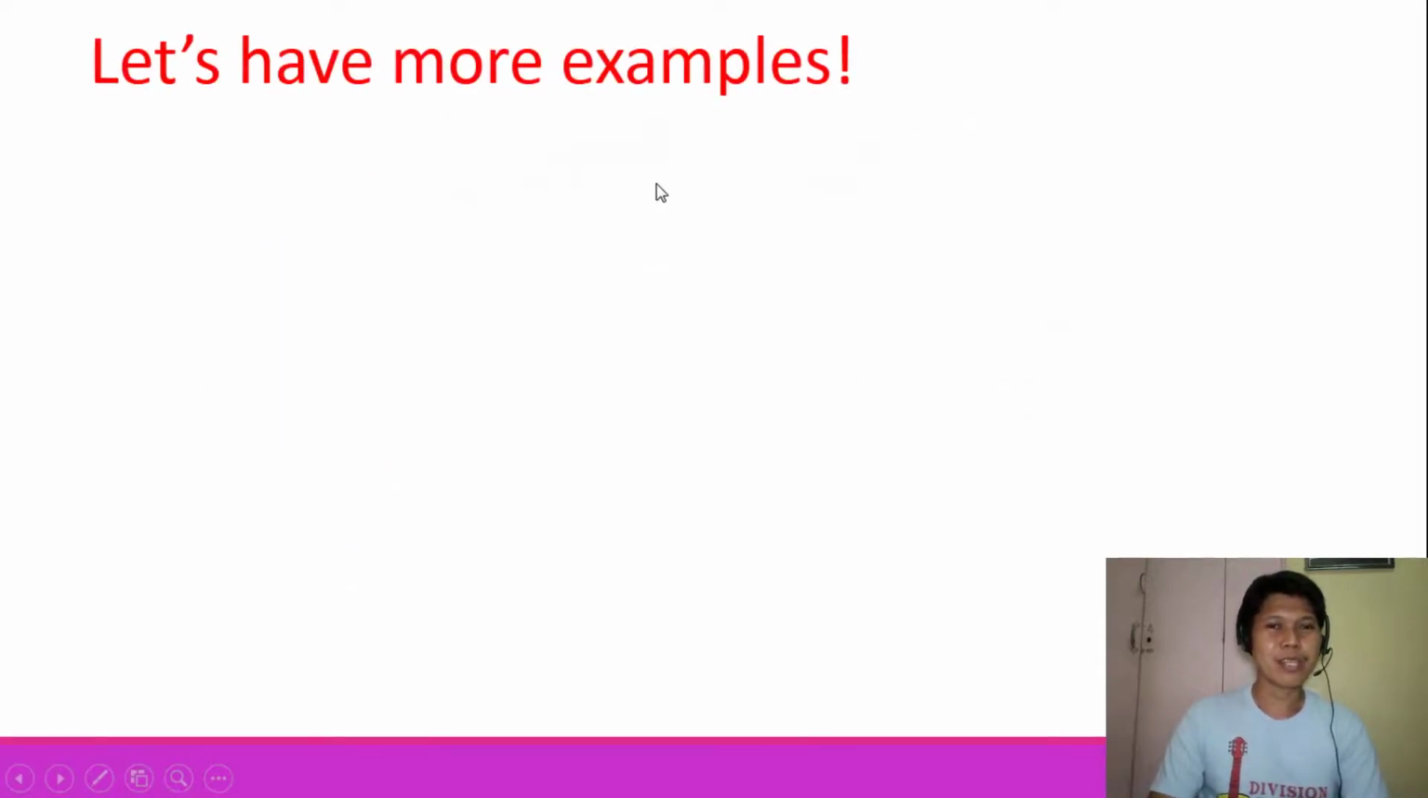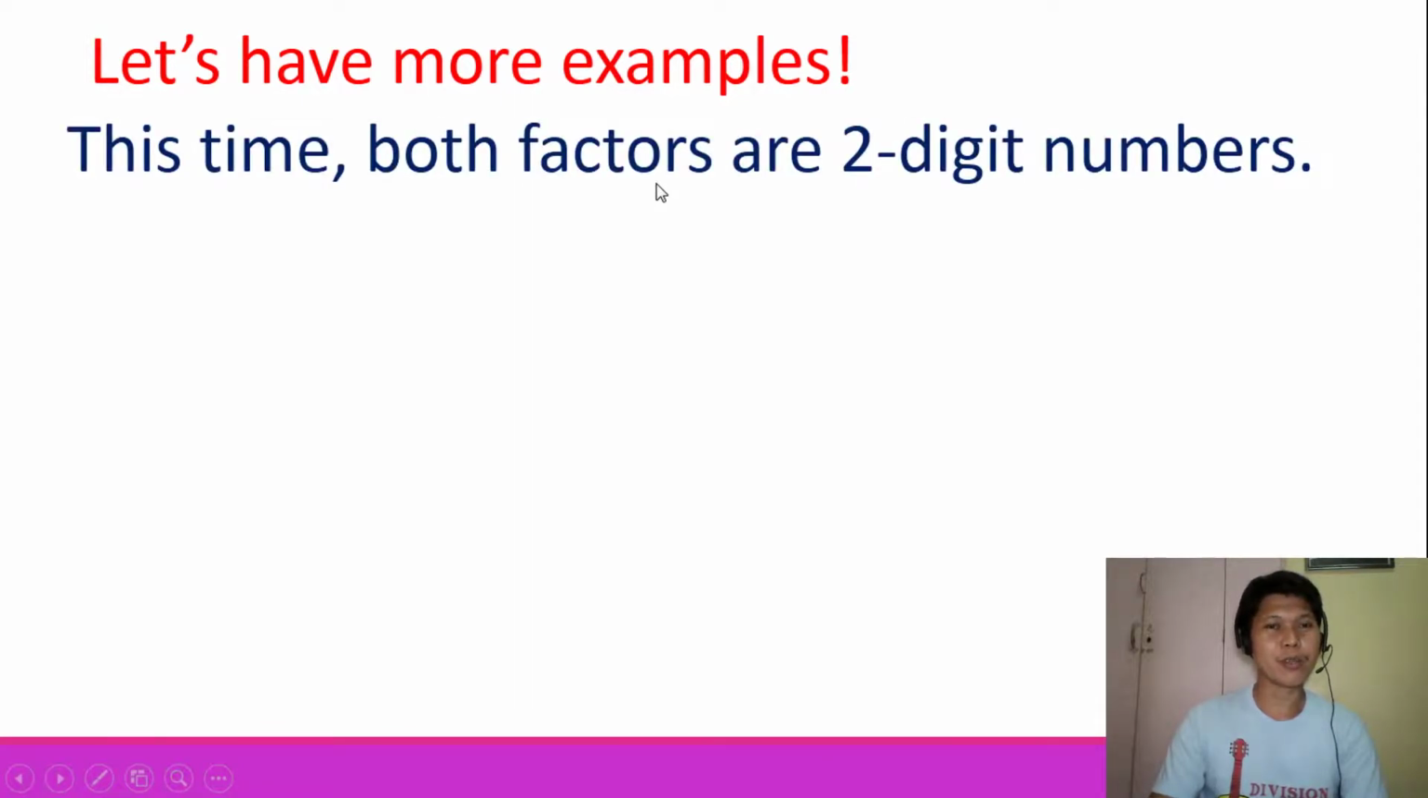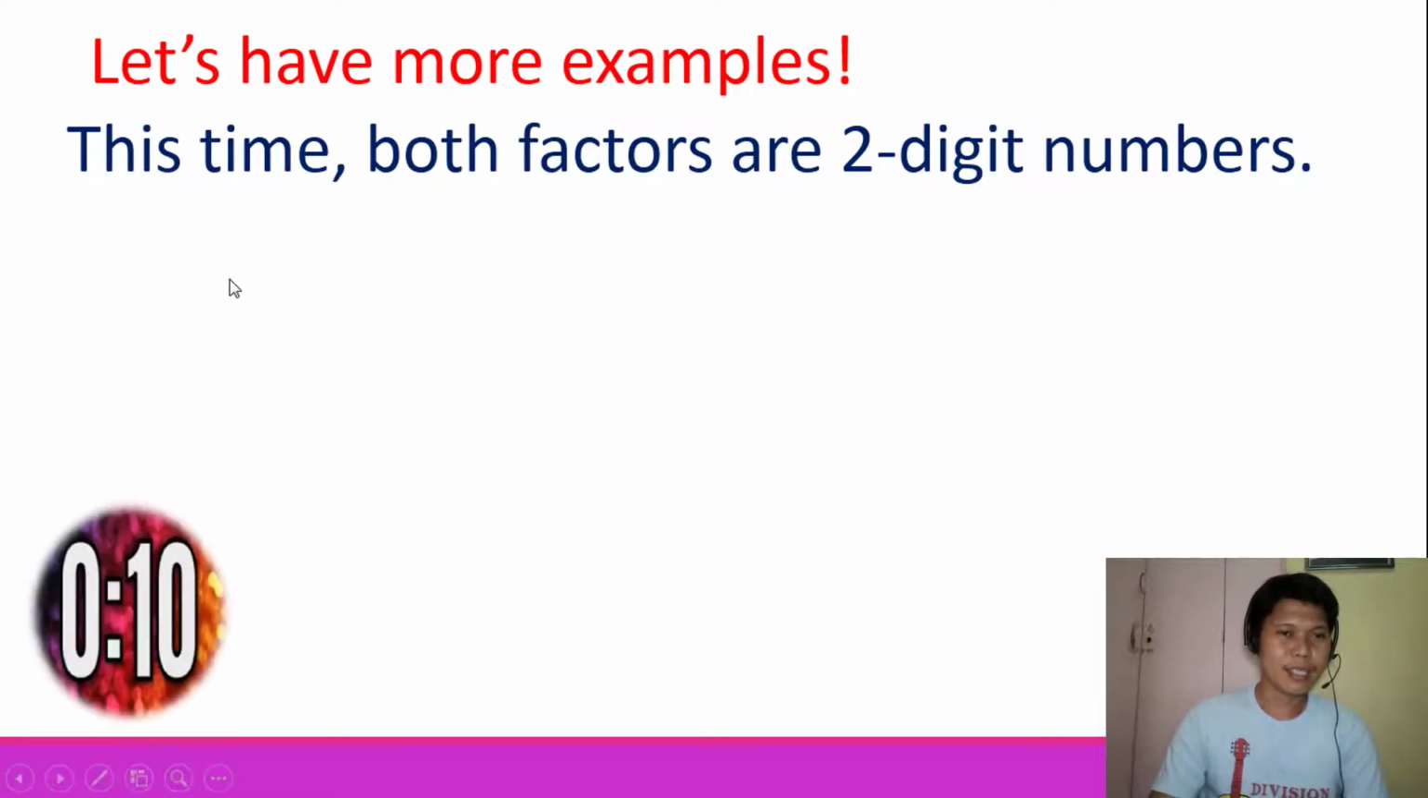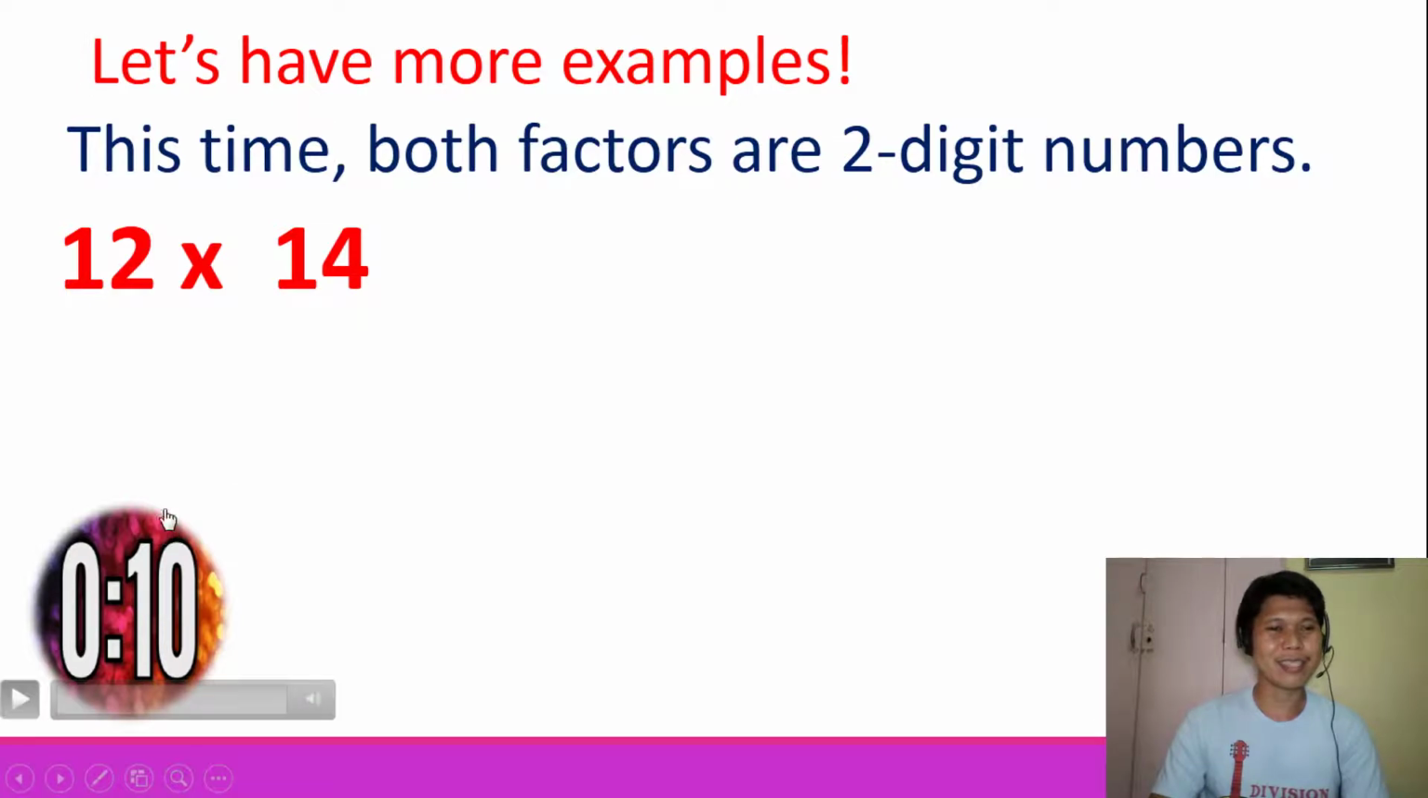This time, let's have more examples. And this time we are going to use both factors that are two-digit numbers, like for example 15 times 12. Because a while ago we had two-digit times one-digit. Okay, like for example 12 times 14. I will give this one as a trial for you, to see if you can solve it using the distributive property. I will give you 10 seconds to solve it. Try to solve it, or you can pause the video if you need more time. Later, I'll be showing you how to do it. Start.